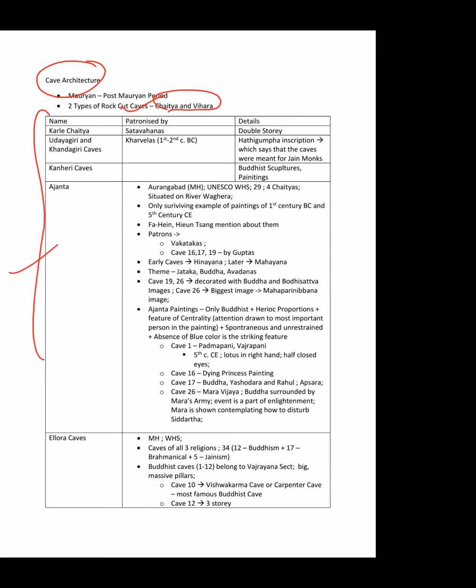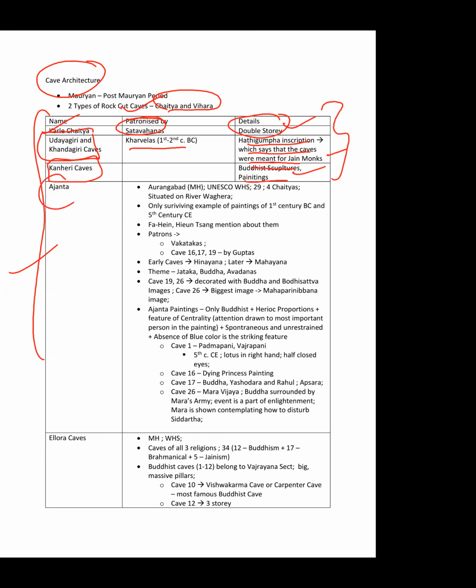That is not possible. So Karle Chaitya by Satavahanas, the prominent feature, it is a double story cave. Udayagiri and Khandagiri caves, Kharavela, prominent feature, Hathigumpha inscription, which says that the caves were meant for Jain monks. Kanheri caves, famous for Buddhist sculptures and paintings. So these are the three caves for which you need to remember one pointer detail, right?